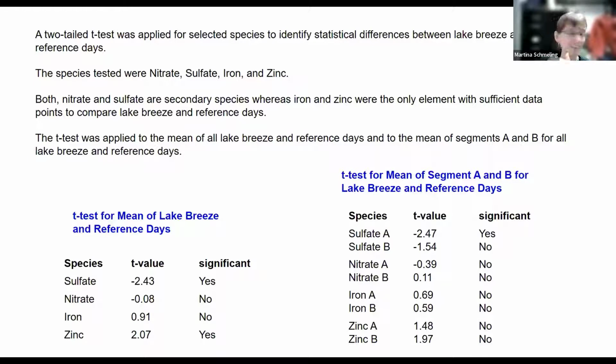We did not find nitrate, sulfate, iron, and zinc on every day, and other species, for example manganese or titanium, were also not found on every day, but only sporadically.